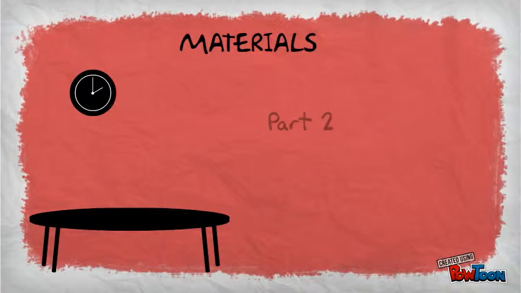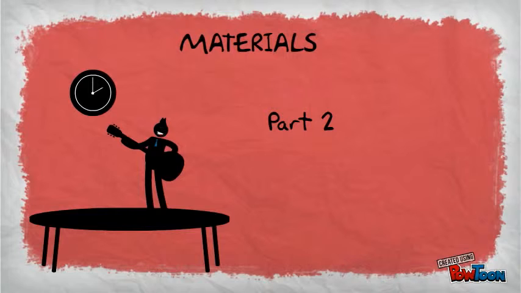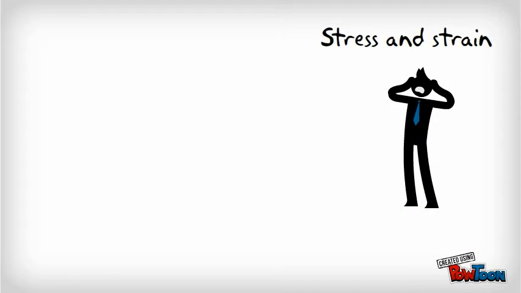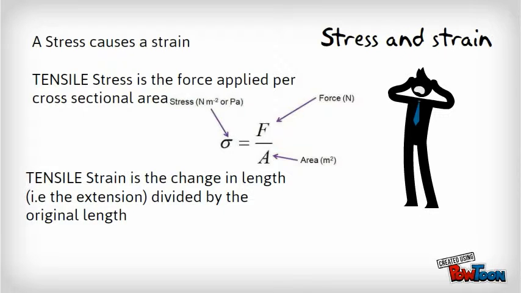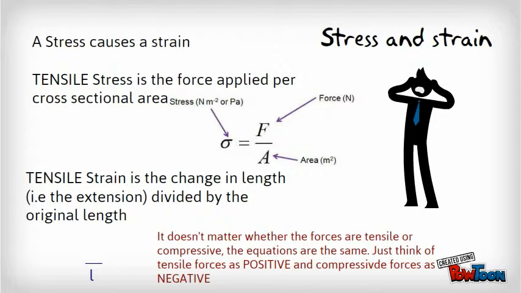We're now moving on to the second part of materials, and we're going to discuss stress and strain. So essentially, a stress will cause a strain. How do we define stress? Well, it's the force applied per cross-sectional area. And a strain is defined as the change in length, i.e. the extension, divided by the original length of the material.